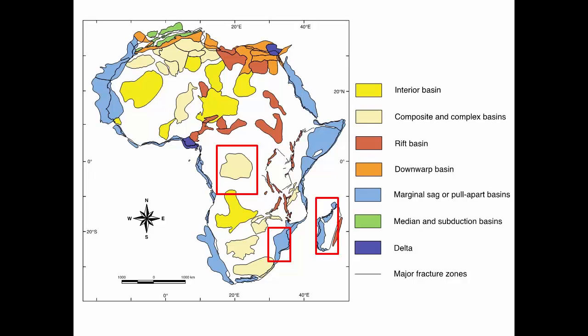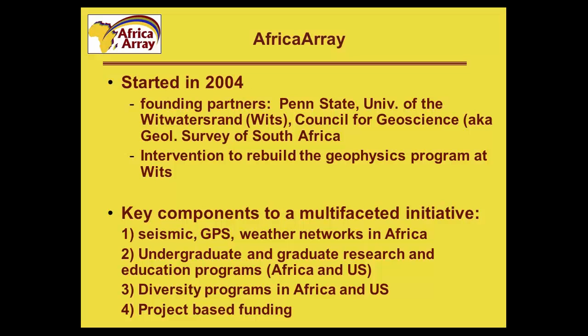So Africa hosts a variety of different kinds of basins, as shown here in the key, with different color codes. And so I'll be looking at just 3 of the basins in some detail in this talk. And then at the end I'll also mention some prospective work looking at some of the Karoo basins in this part of southern Africa. So the data we've been using for all these studies come from this initiative called AfricaArray. So let me just say a few things about AfricaArray.